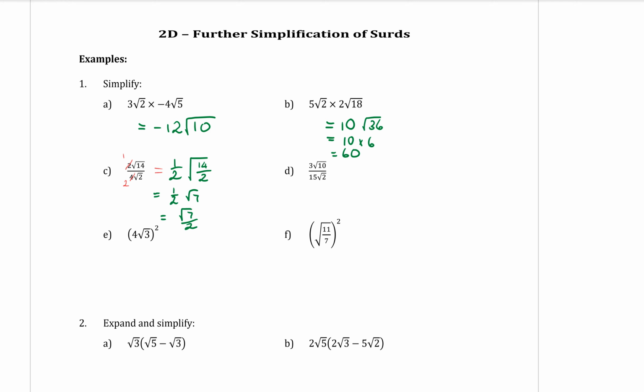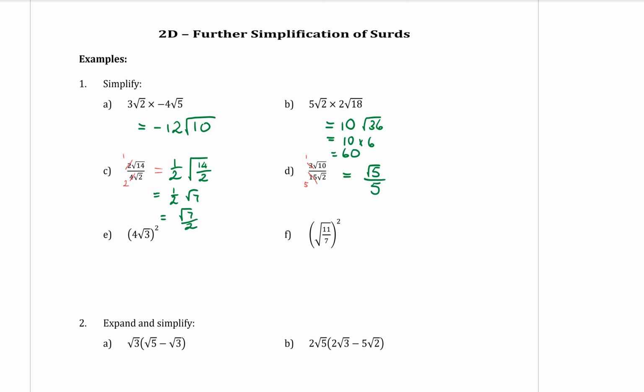So let's do part D, which is the same kind of question. We'll do it in a few less steps this time. First of all, simplifying the numbers at the front, 3 and 15. We can divide by 3 to get a 1 and a 5. Then, to simplify the surds, instead of rewriting them as one big surd, let's just divide the numbers underneath. 10 divided by 2 is 5. So it'll be 1 root 5, or just root 5 on the top. And we still have the 5 sitting on the bottom.